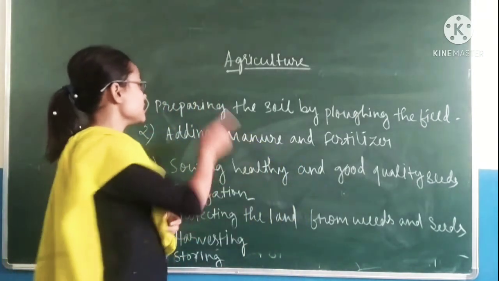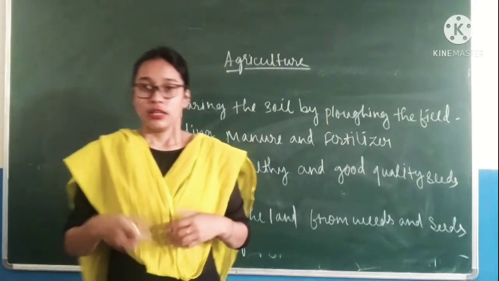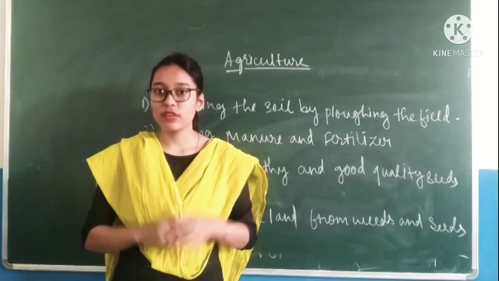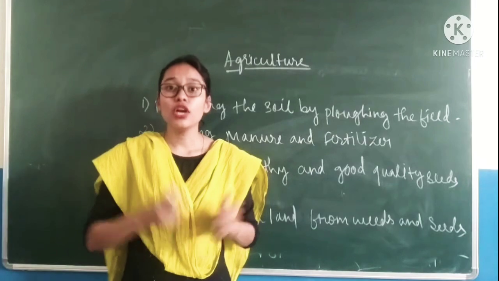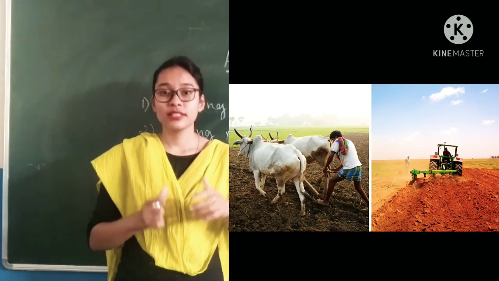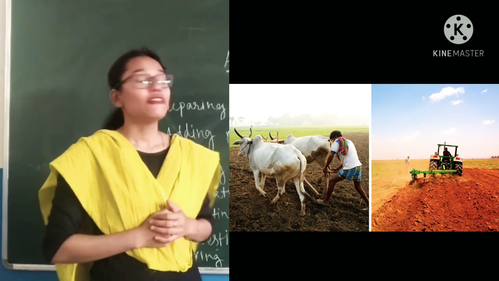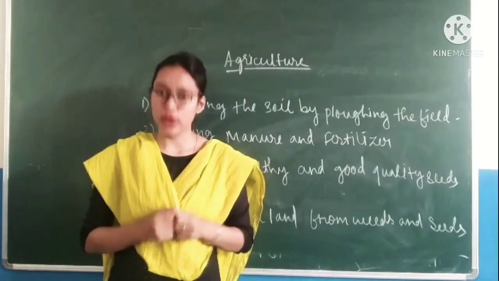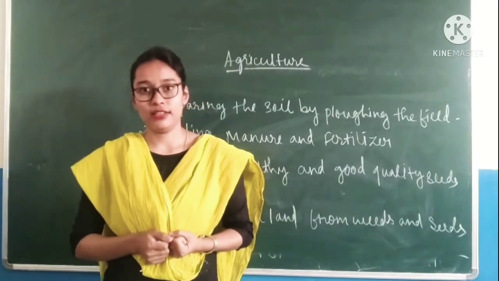So the first one is preparing the soil by plowing the field. Directly we cannot sow the seed in the ground. We have to prepare the soil. We have to loosen the soil. So we will loosen the soil by plowing the field. You may have seen a plow shaft. You can see in the diagram, by using a plow we will plow the field. Why do we plow the field? Because it loosens the soil so that the plant will get proper air.